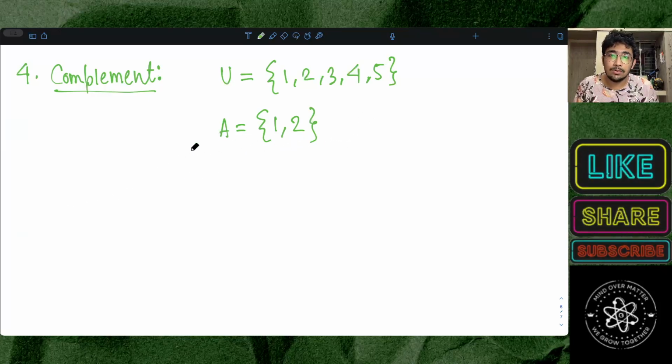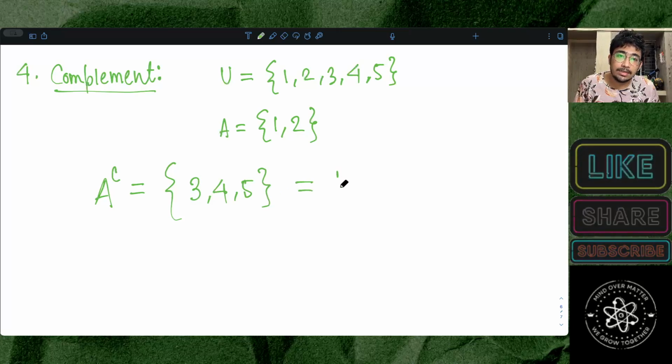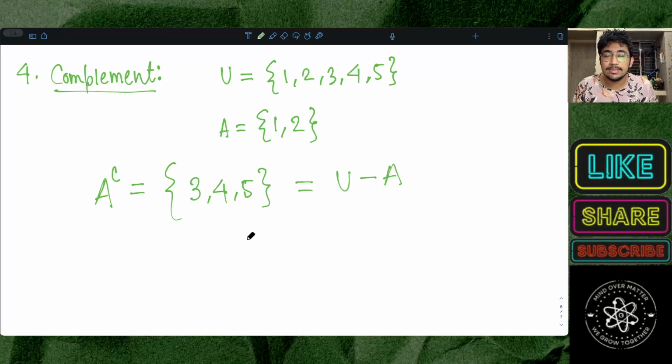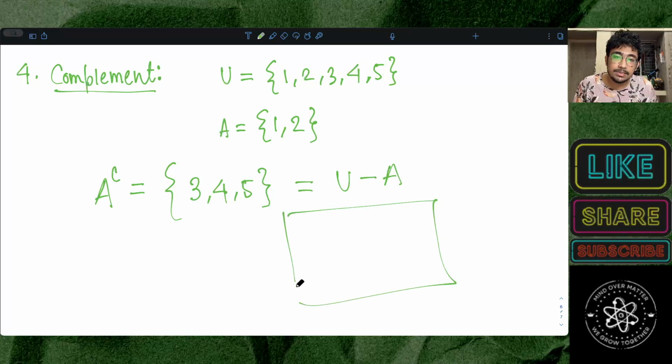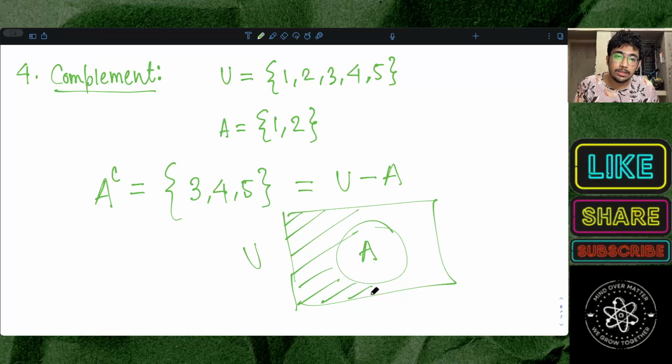The elements of A are 1 and 2, and A complement is the set which is basically the elements which are present in the universal set but not in A. So in this case it is 3, 4, and 5. So you can say that it is U difference A. Using a Venn diagram, suppose this is my U, this rectangle, and this is my A, and this portion that is not present in A is my A complement.